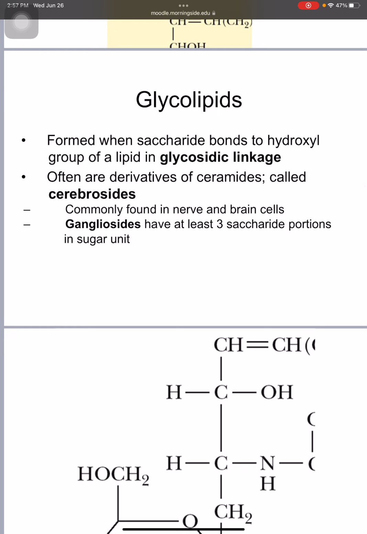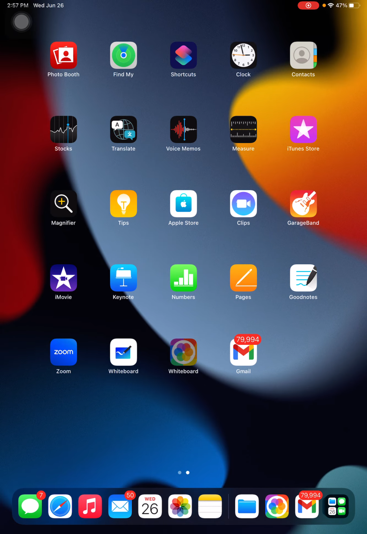All right. The last broad group in this category is glycolipids. The unique thing about glycolipids is that they have sugars, right? Sugars or saccharides. Saccharide is another term for sugars. The terms sugar, saccharide, and carbohydrate are all interchangeable. They all mean the same thing. So what happens in glycolipids is that you have a lipid that is bonded to a hydroxyl group in a sugar in what we call a glycosidic linkage. Let me show you an example of a glycosidic linkage.